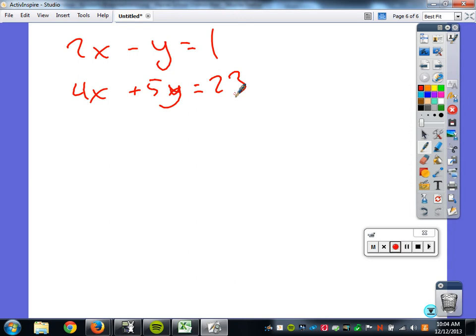You're going to make up, in this case, 3 matrices. You're going to call it D, which is just the coefficients. So that's 2, negative 1, 4, and 5. I'm going to use dx.